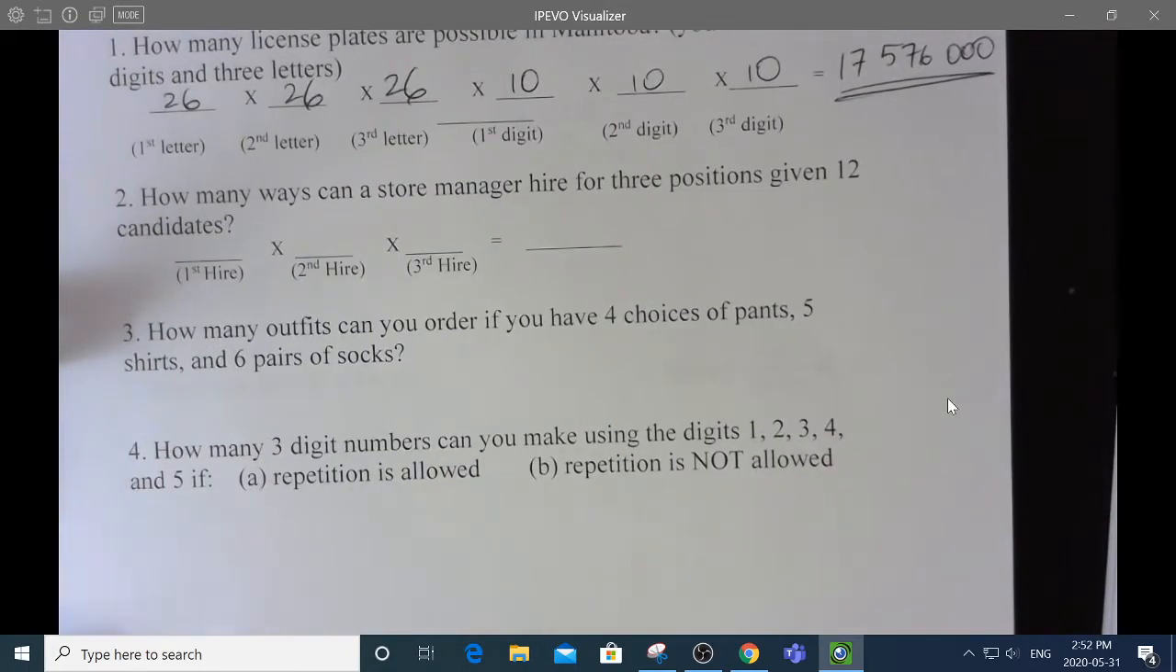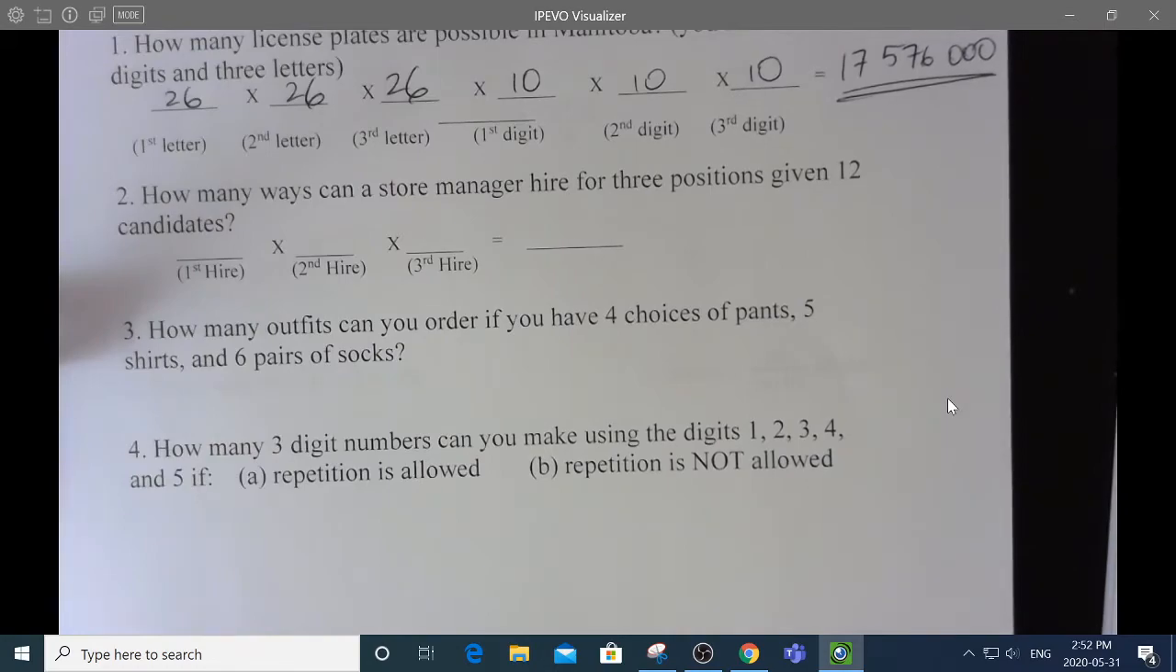Number 2, how many ways can a store manager hire for 3 positions given 12 candidates?